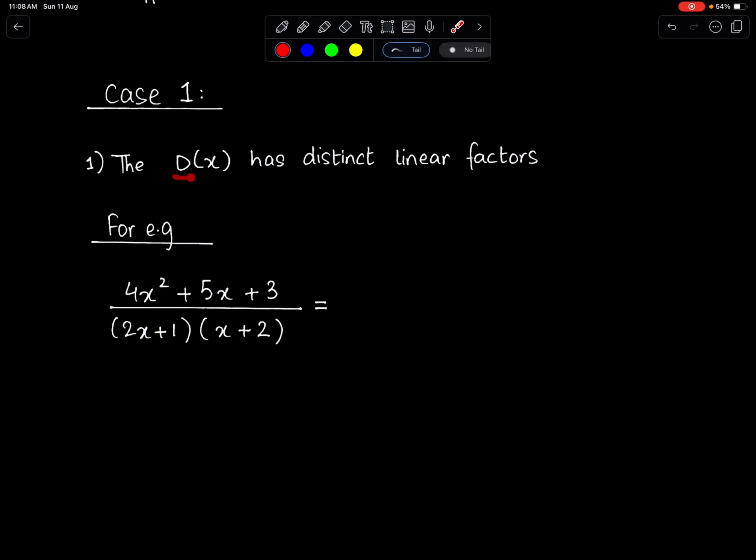Number one, the denominator has distinct linear factors like this. We have two linear factors in the denominator, and this fraction is improper. Why? Because the highest power of variable both in the numerator and denominator is the same.